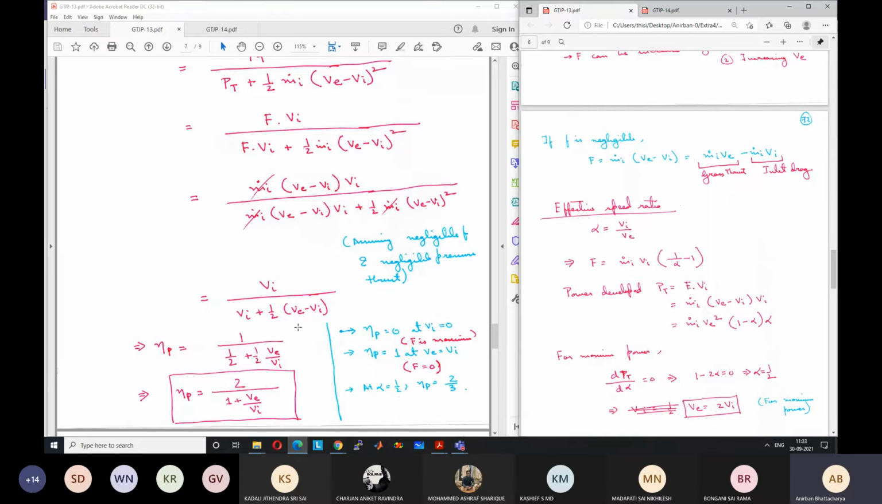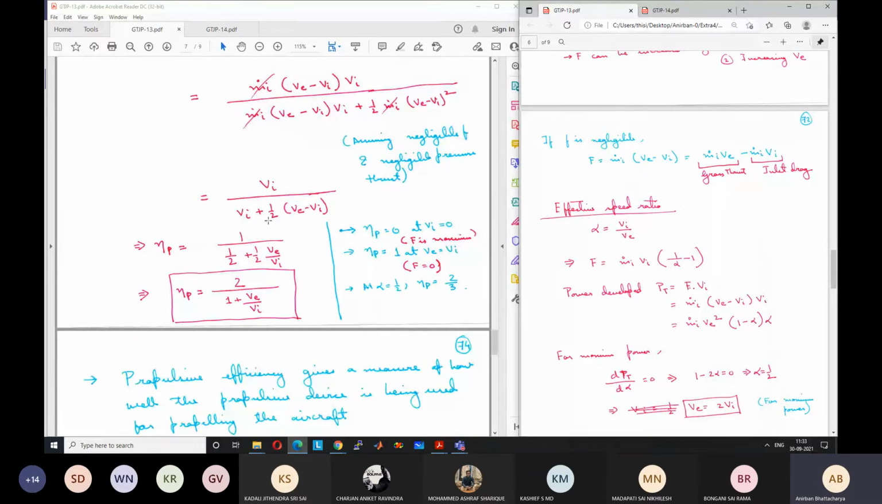Which can also be written as 1 by (half plus half V by Vi), or 2 by (1 plus V by Vi). Let us look at a few conditions, a few situations. So when Vi is 0, the propulsive efficiency is 0. When Vi is 0, propulsive efficiency is 0.